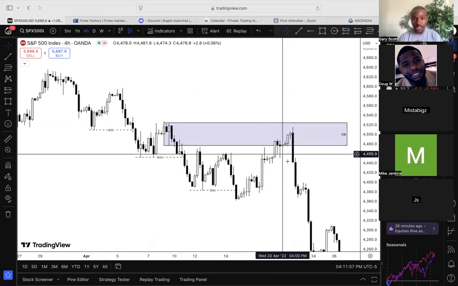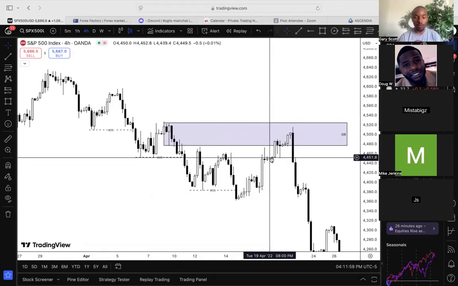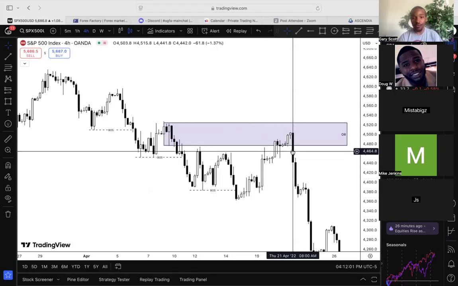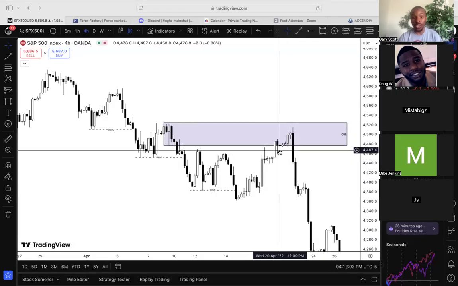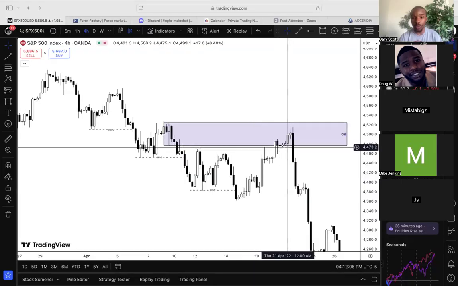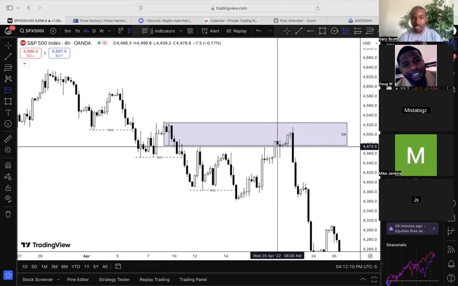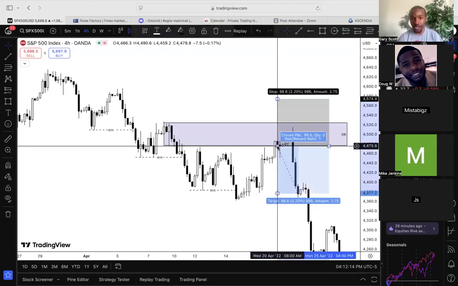Okay. And all we need to see from that particular level is a candlestick. It doesn't matter if it's big or small. You just need to see a candlestick close beneath your area of value. So let's just say you were an aggressive trader and you wanted to use this particular candlestick.